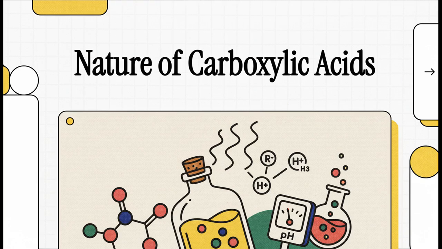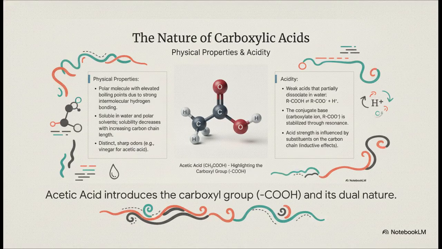So, let's dive in. This right here is acetic acid. It's the star of the show in vinegar. And right at its heart is what we call the carboxyl group. That's the carbon double bonded to one oxygen and single bonded to another oxygen-hydrogen pair. Believe it or not, this one little group is responsible for basically everything we're about to talk about. Its polarity, its surprisingly high boiling point, and of course, its acidity.